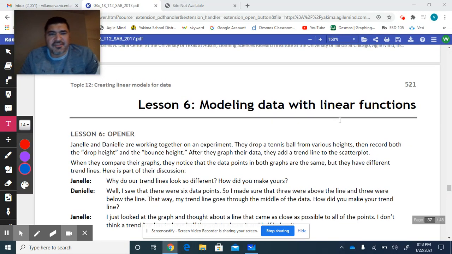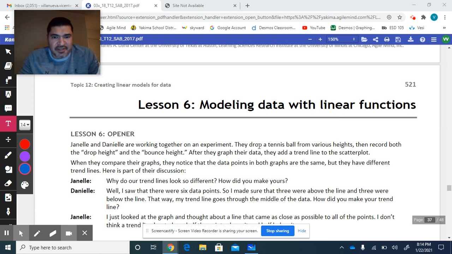Welcome, Intensified Algebra. Today we will be talking about topic 12, creating linear models for data, and we are on lesson 6, modeling data with linear functions. Okay, so today we will talk about trend lines, lines of best fit, scatter plots, correlations, and R values. Okay.